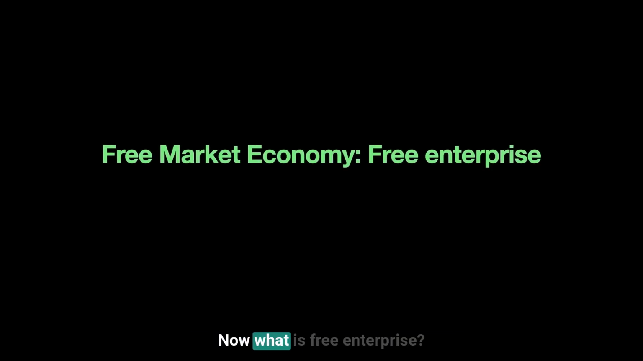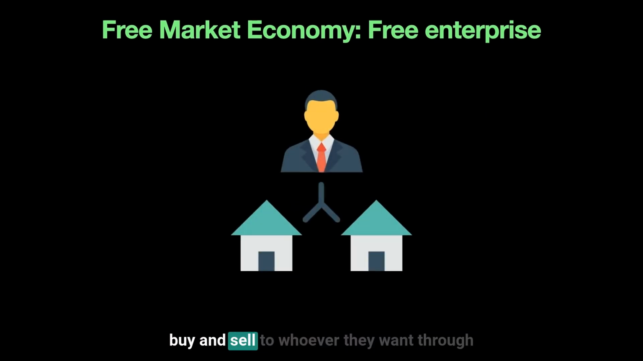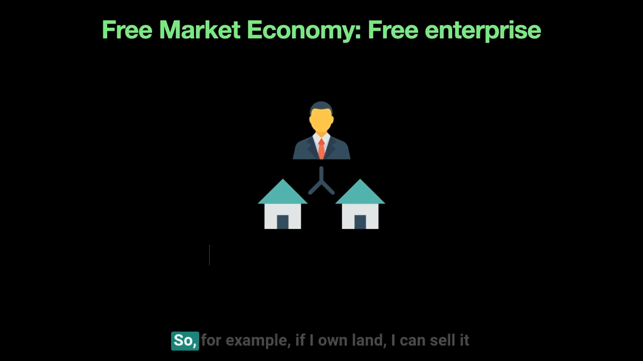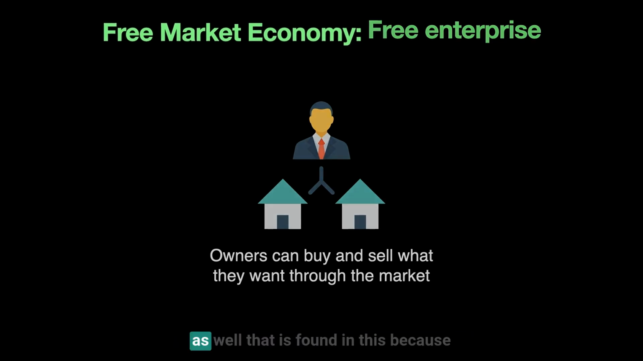Now, there's also something called free enterprise in this economic system. What is free enterprise? Free enterprise is the idea that the owners of factors of production have the right to buy and sell to whoever they want through the market forces of demand and supply. For example, if I own land, I can sell it to anyone without anyone's consideration. Similarly, if somebody owns labor, that owner of the factor of production has complete freedom. Neither the government nor anyone else will force them to give their resources to somebody else in the market against their will. So there is free will, or free enterprise, for people who own factors of production. And then there is competition as well that is found in this.